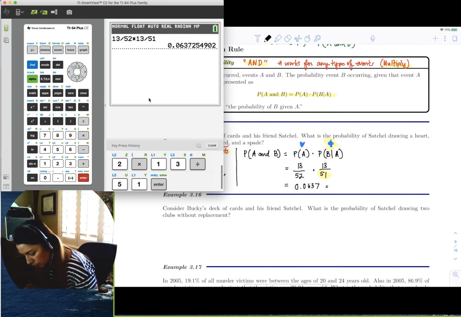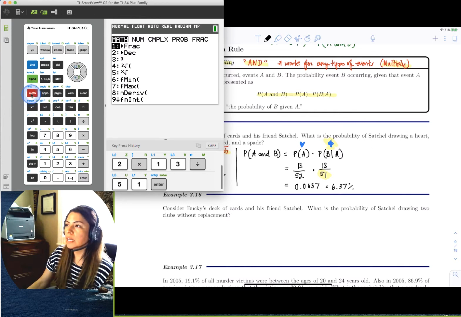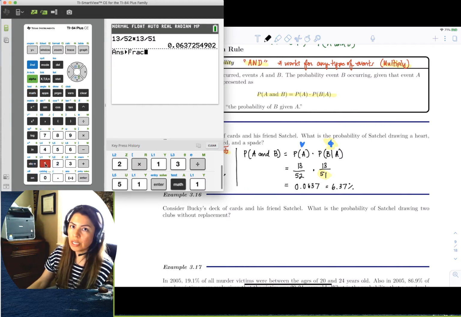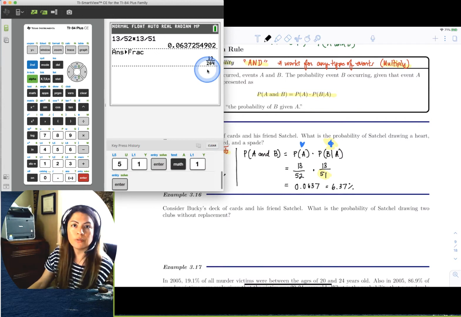Okay, which is also 6.37%. And if I wanted this in a fraction, it usually will give us a fraction by hitting the math button and hitting 1. Sometimes it's too much for the calculator to handle, and it won't give the fraction. But if it can handle it, it will give you this nice reduced fraction.